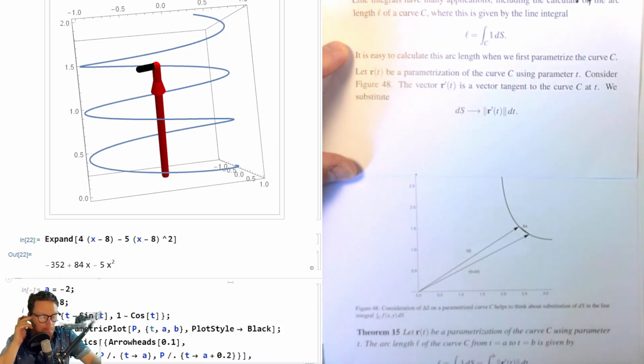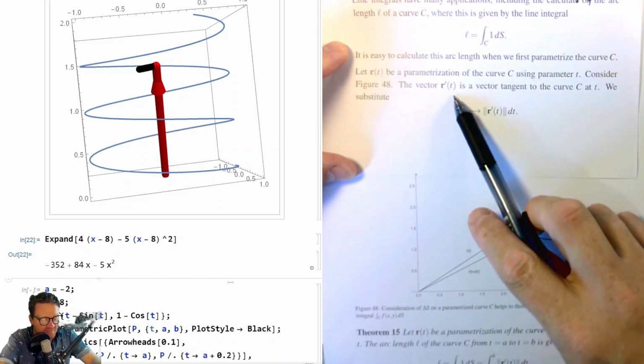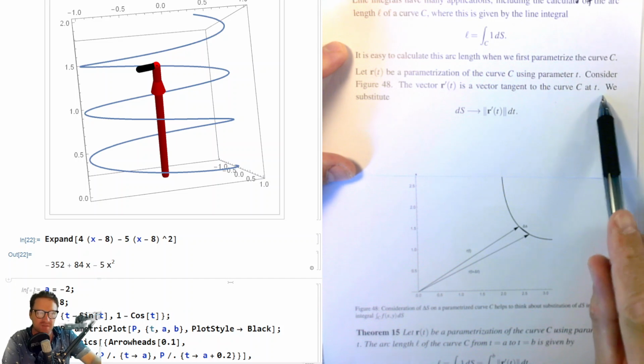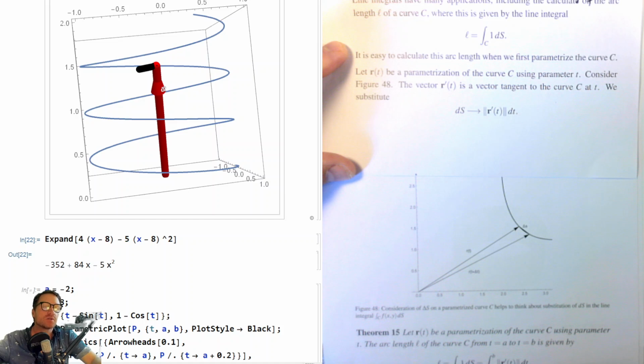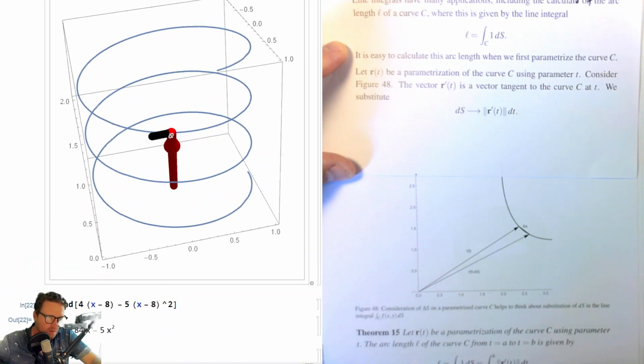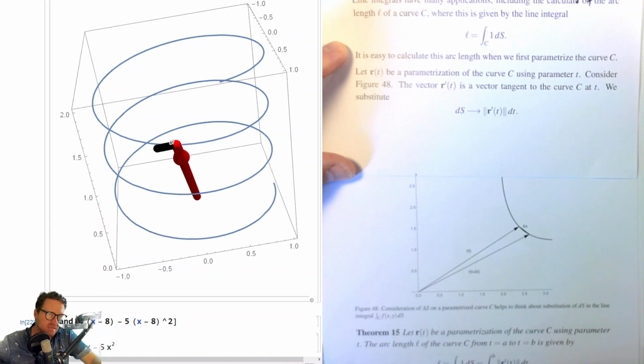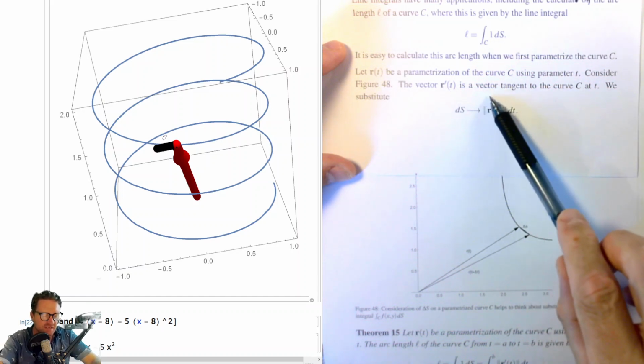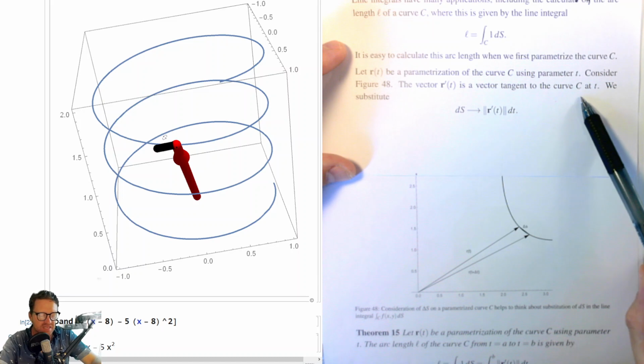Okay, figure 48. The vector r'(t) is a vector tangent to the curve C at t. Now remember this, I've shown you plenty of examples of this. So if we're looking at this helix, r'(t) is this little black vector that is parallel to the curve at the point P, or point R maybe, okay? So r'(t) is a vector tangent to the curve C at t.